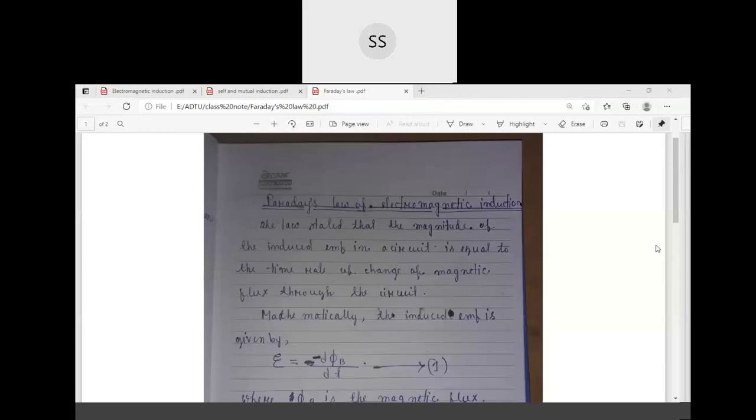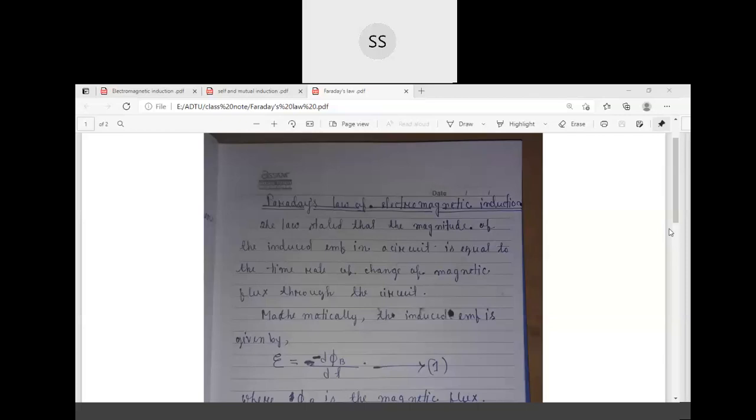Okay, we have discussed electric lines of force in the last semester, right? So magnetic lines of force are similar to electric lines of force. They determine the direction of the magnetic field. So magnetic flux is the number of magnetic lines of force passing through a particular area. So magnetic flux and magnetic field are the same.